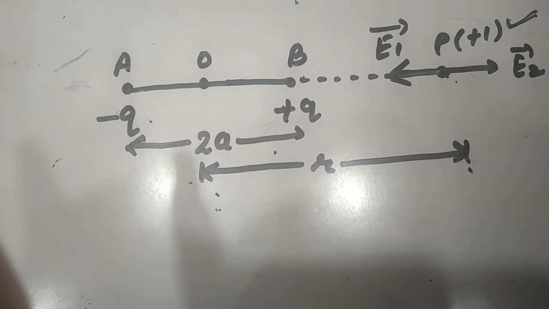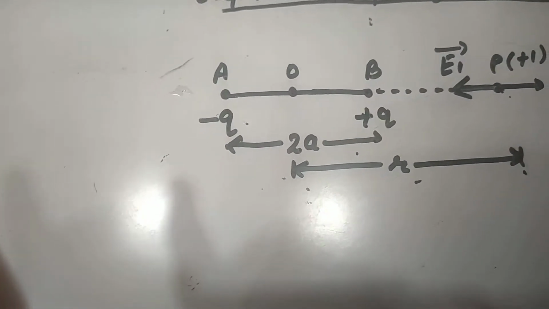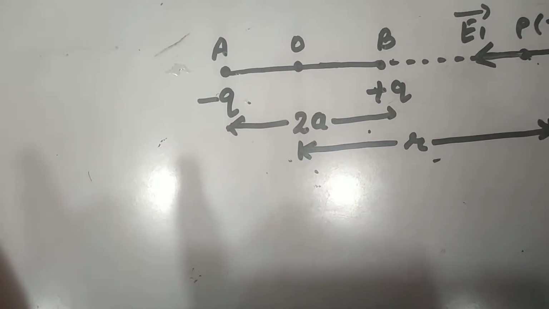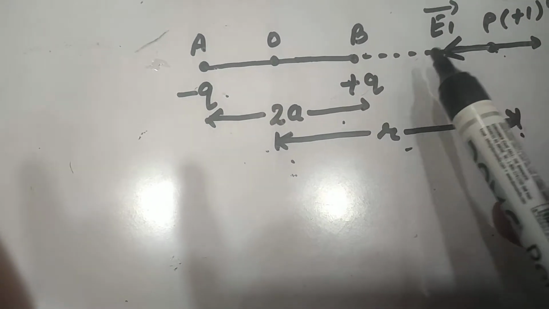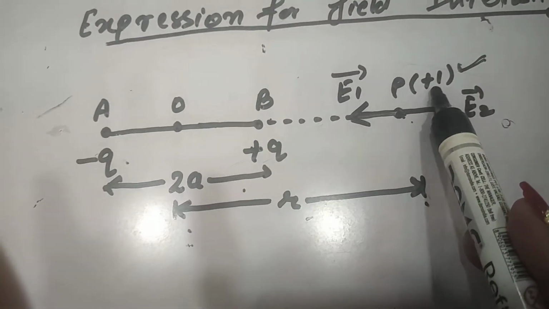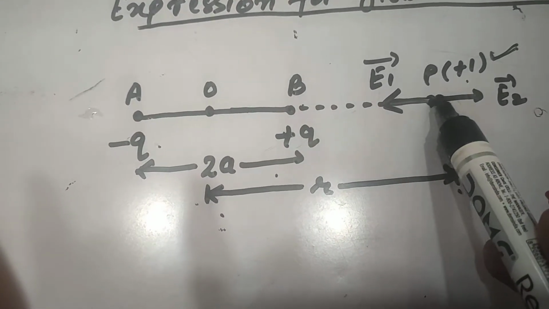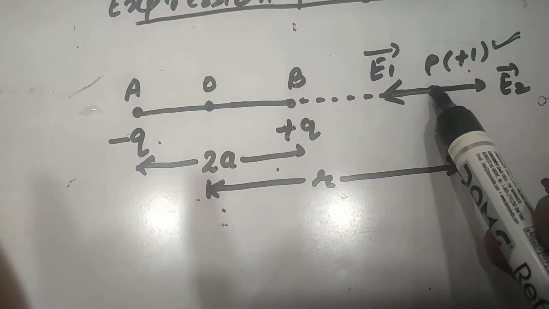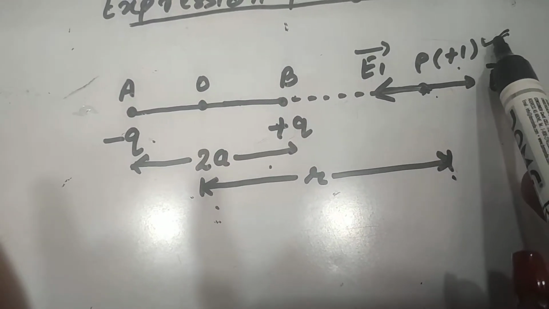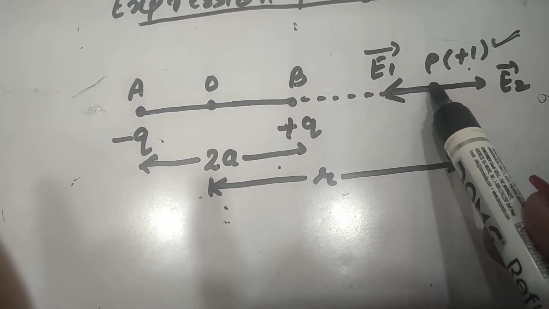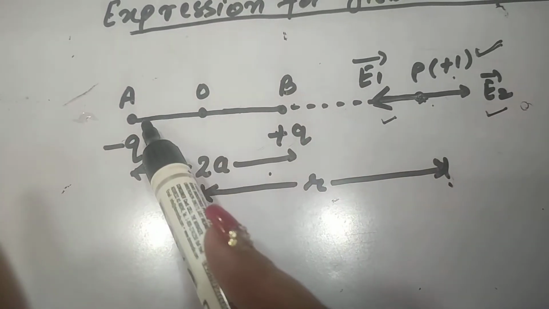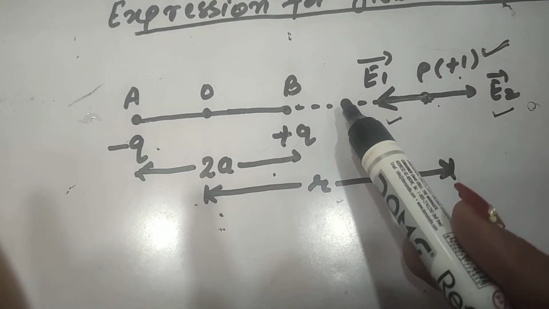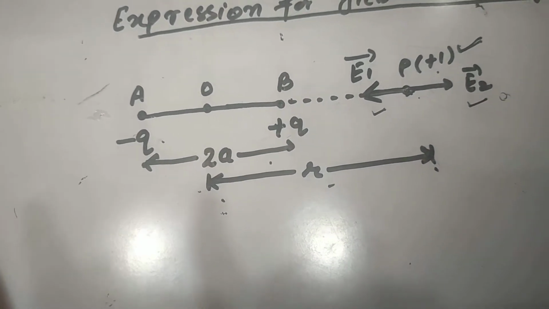Right? Now let's just take into account the steps to be followed. The first step was to keep the unit positive test charge at the point where we need to calculate the electric field intensity. So we have kept it here. The second step is to find the values of E1 and E2 due to charges minus q and plus q. Let's continue with the second step.